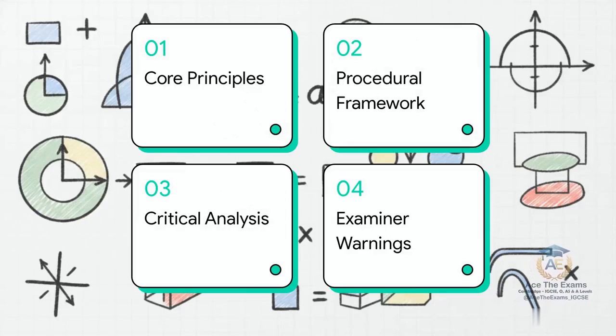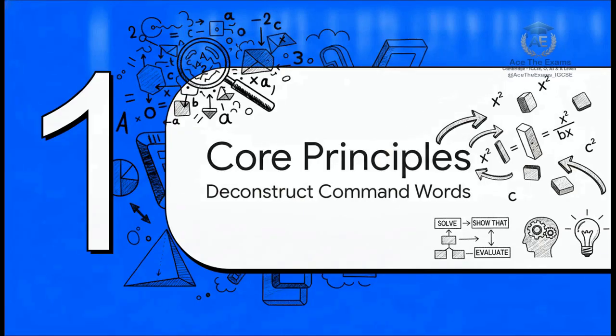So, here is our architectural blueprint for today. We're covering four main sections: 1. Core principles. 2. The procedural framework. 3. A critical analysis toolkit. And 4. Top examiner warnings. Let's kick things off with part 1, core principles, deconstructing command words.